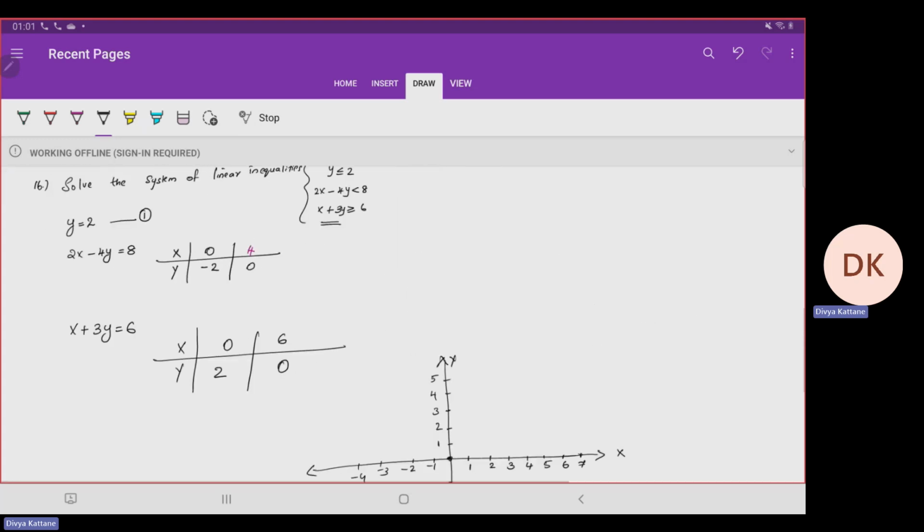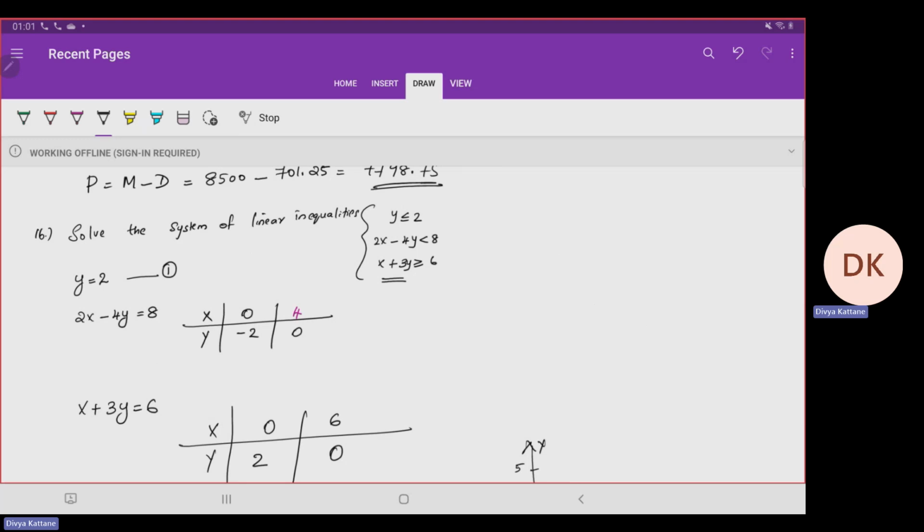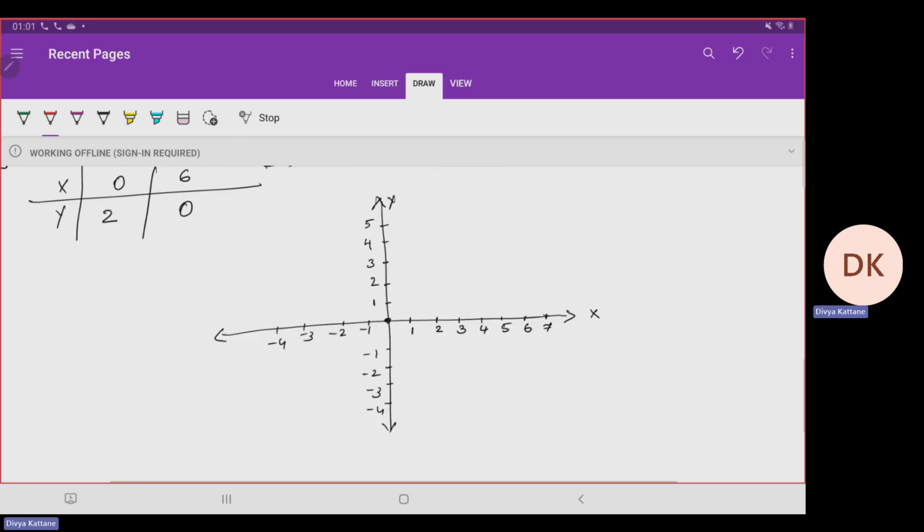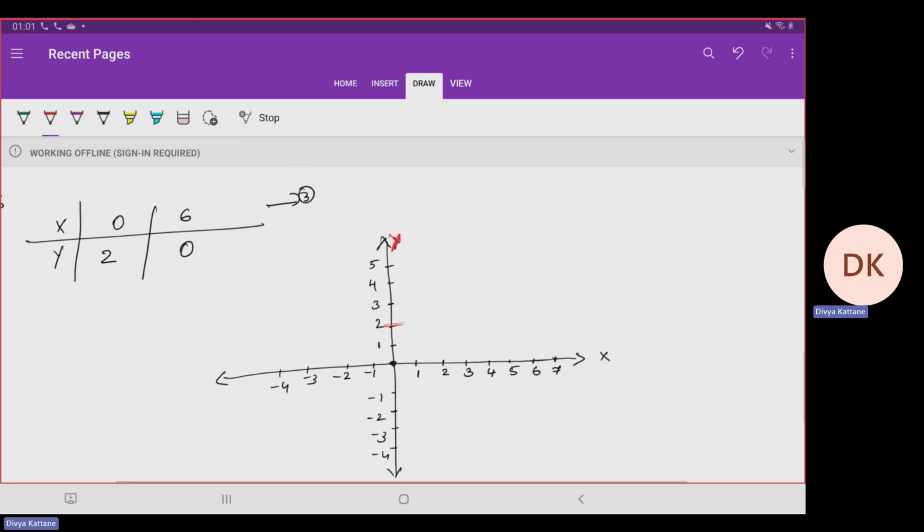Now the first line is y equal to 2. This is your second, this is your third. So the first line is y equal to 2. This is your y-axis, and on that, y equal to 2. So the line will be like this.